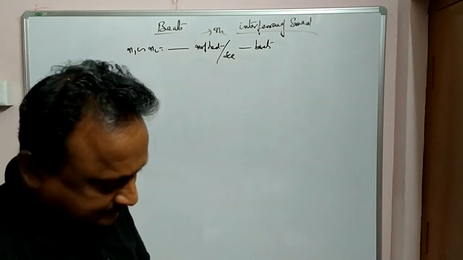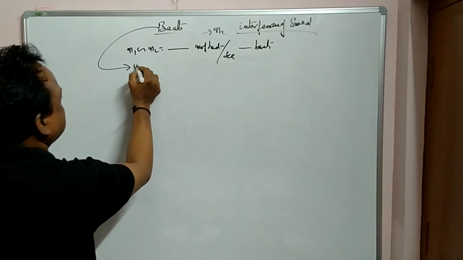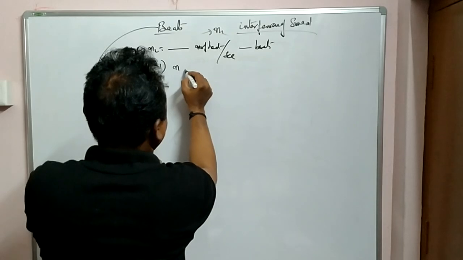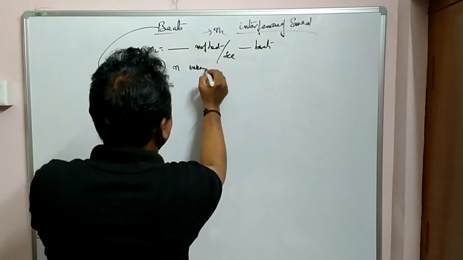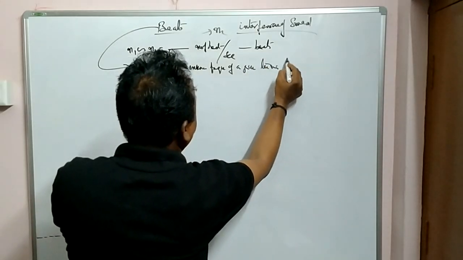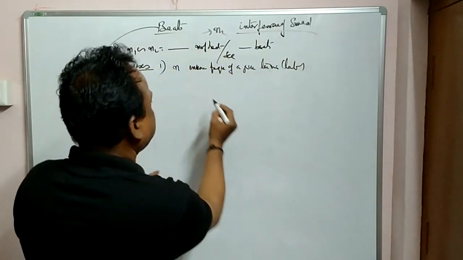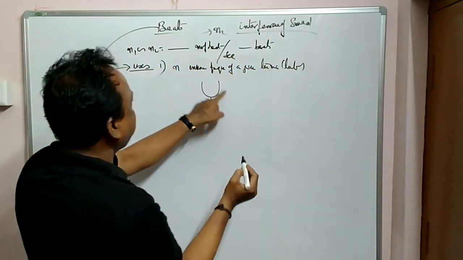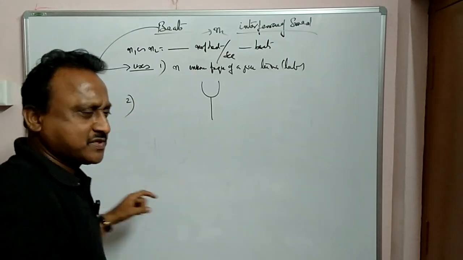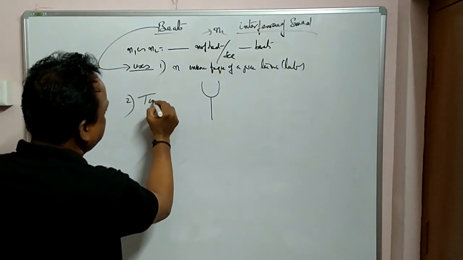Okay? Right. So what are the uses of beats? What are the uses? Generally by using beats we can find the unknown frequency of a given tuning fork in the laboratory. In the physics laboratory, if any tuning fork is given to you, you can find the frequency by using beats. Very, very important. And sometimes beats are also used for tuning instruments.